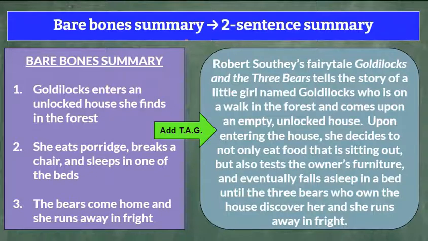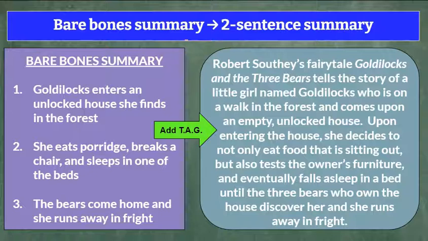Here is our bare bones summary. Robert Southey's fairy tale Goldilocks and the Three Bears tells the story of a little girl named Goldilocks who is on a walk in the forest and comes upon an empty, unlocked house. Upon entering the house, she decides to not only eat food that is sitting out, but also test the owner's furniture and eventually falls asleep in a bed until the three bears who own the house discover her and she runs away in fright.